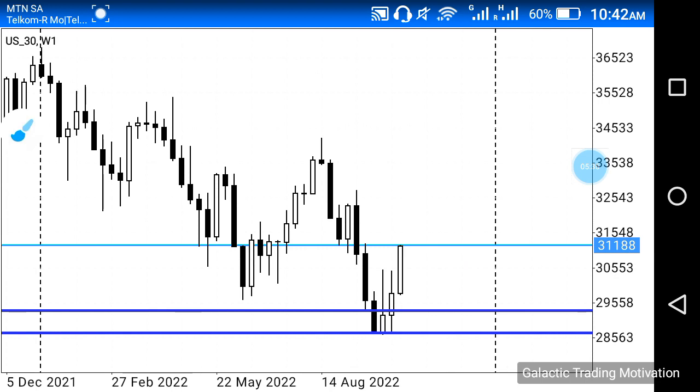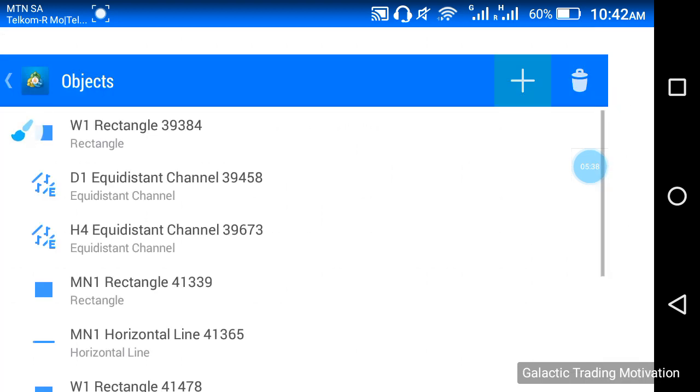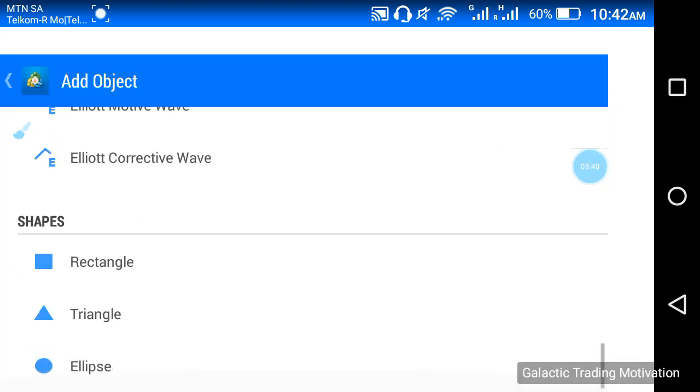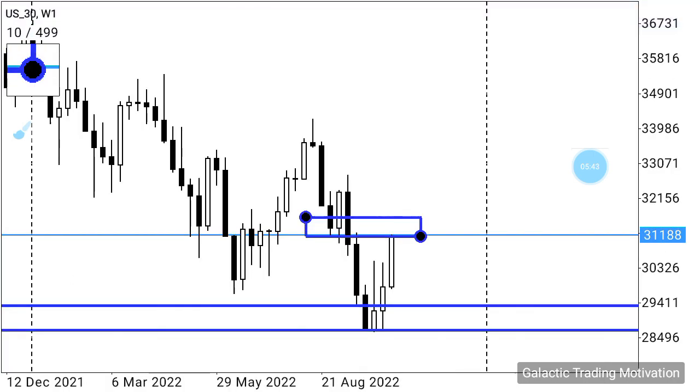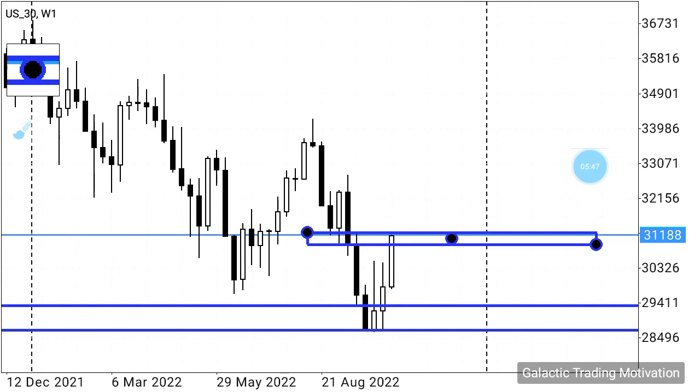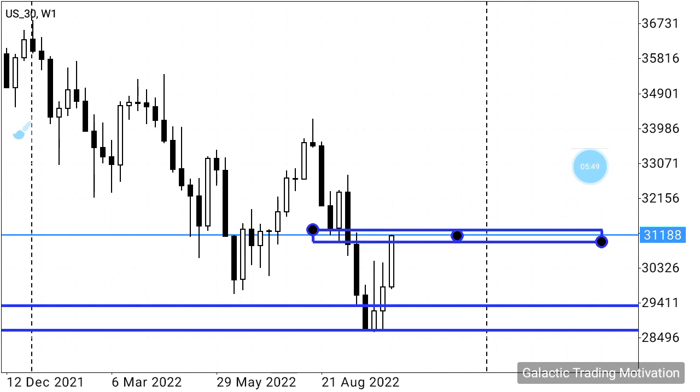Anyway, let's proceed. I'm just gonna add a neckline to that structure, and just bear with me, guys, while I do so. Let's see. There goes the neckline of our M structure.